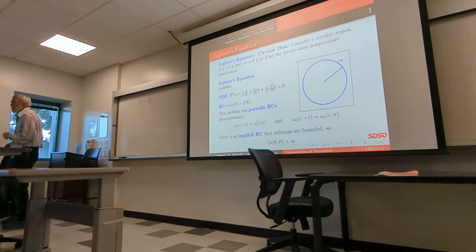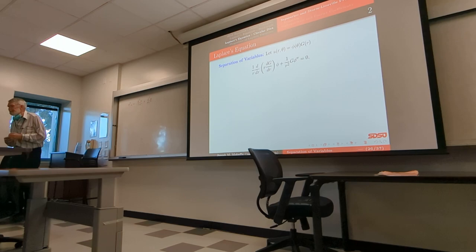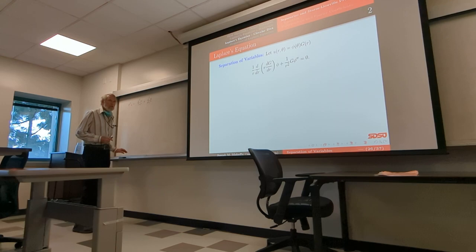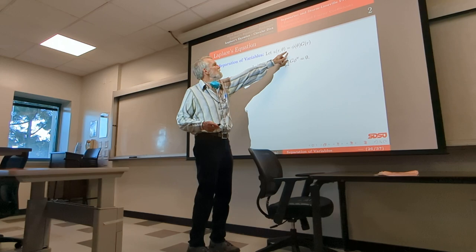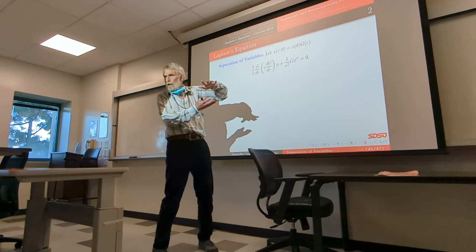Okay. So, if we let the u of r and theta be some phi of theta. Now remember I said the homogeneous one is going to be those periodic ones, right?